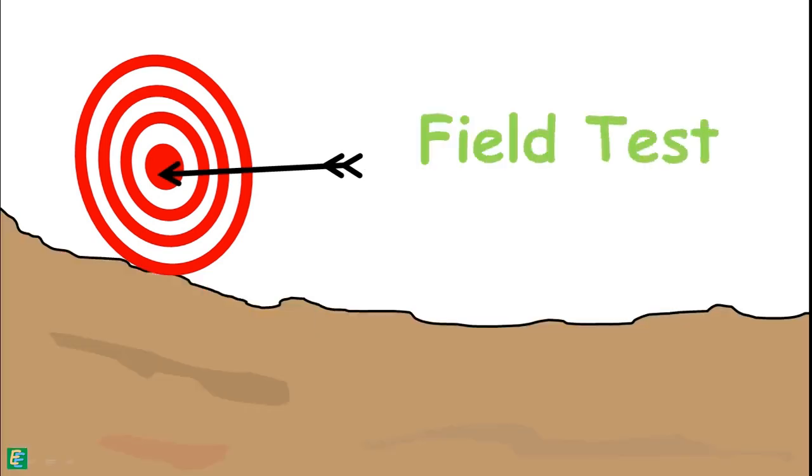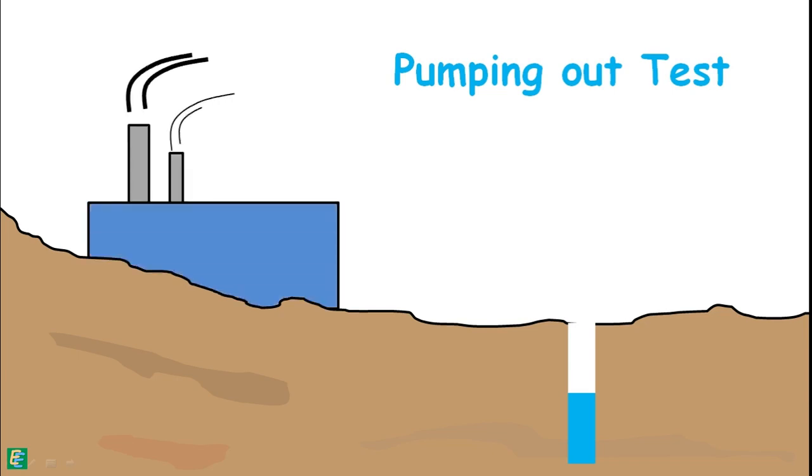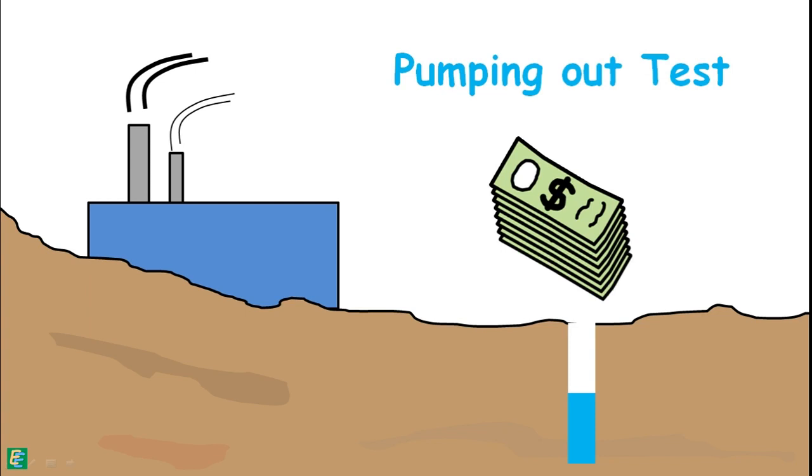So, to deal with such problems and to obtain a near accurate value of permeability, we perform field tests on the soil mass. Usually, a pumping out test is conducted for the purpose. We perform these tests for large engineering projects because these tests are very expensive.